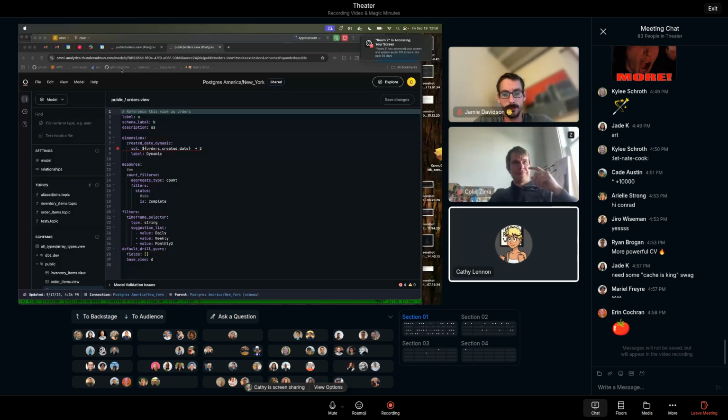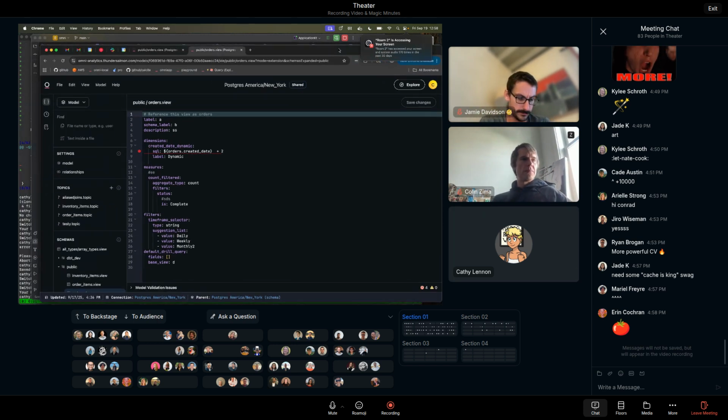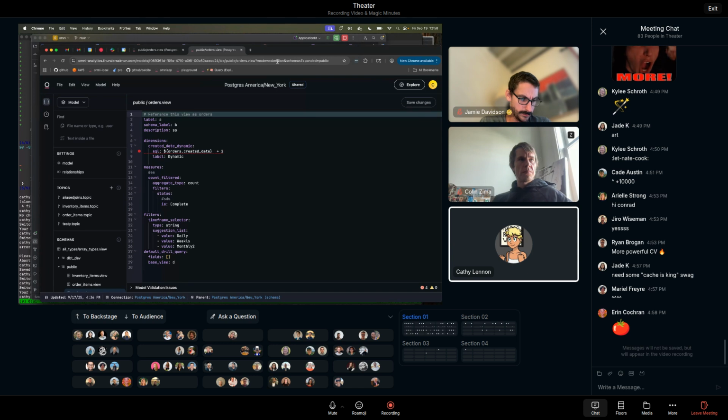Something I've been working on, trying to show changes in terms of the history of a model file. So now there's going to be a parameter that you can put into the URL. Instead of mode equals extension or whatever, if you do mode equals history, you'll get to see this page.